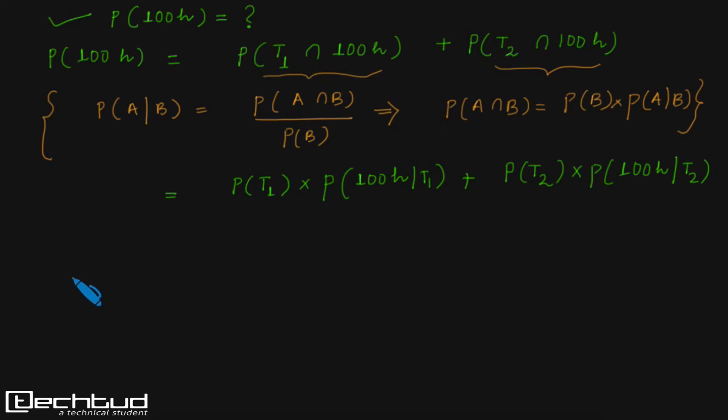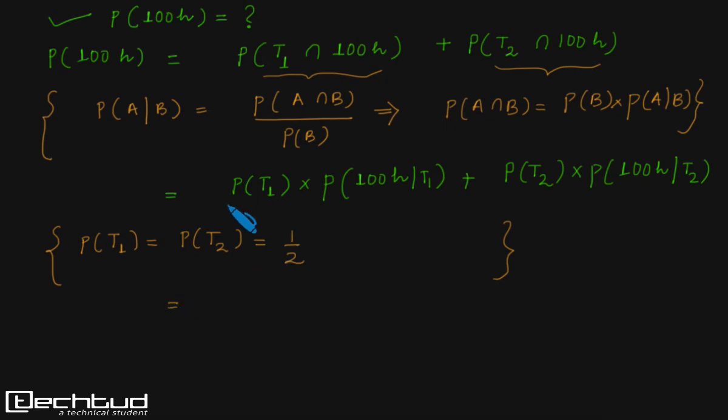Now because we are given that we have an equal number of LED bulbs of both types, the probability that a randomly chosen bulb is of type 1 will be equal to the probability that a randomly chosen LED bulb is of type 2, which is half. Because we have an equal number of LED bulbs, for a randomly chosen bulb to be of either type 1 or type 2 will be exactly half.